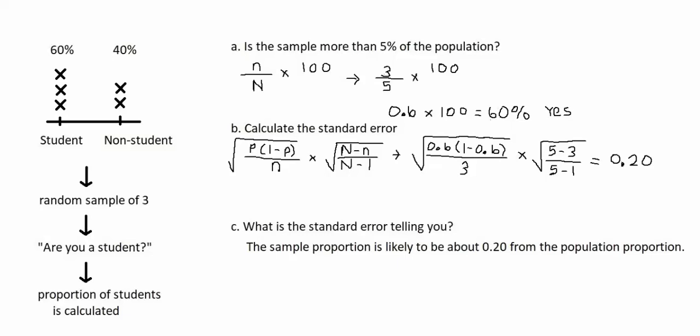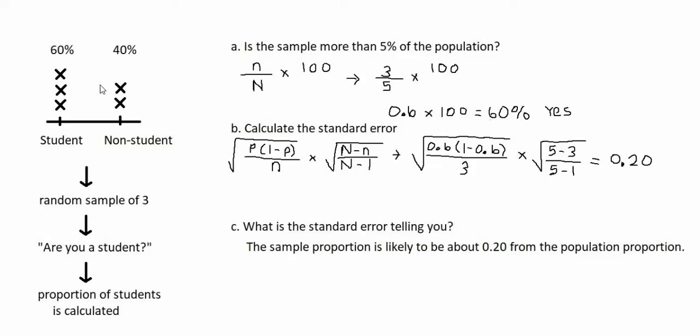Here we have a situation in which there's a population of 5 people, an imaginary population right here, and the population is 3 students and 2 non-students. So the population is basically 60% student and 40% non-student. And for some reason, a person is randomly selecting 3 people from the population, asking each person, are you a student? And then calculating the proportion of students within that sample of 3 people.